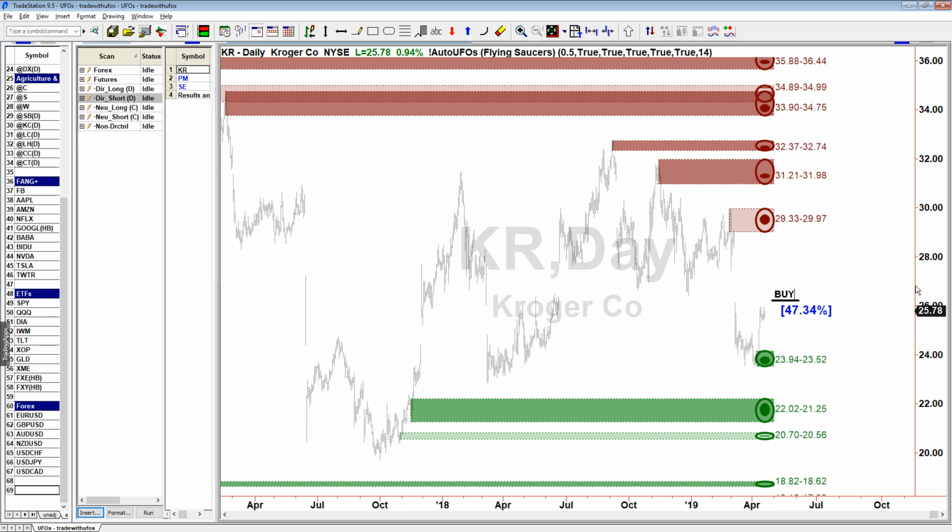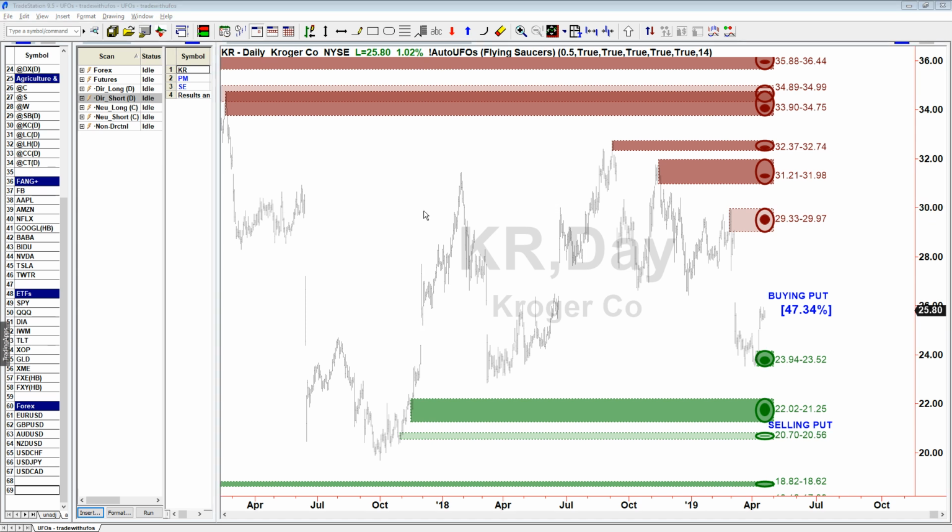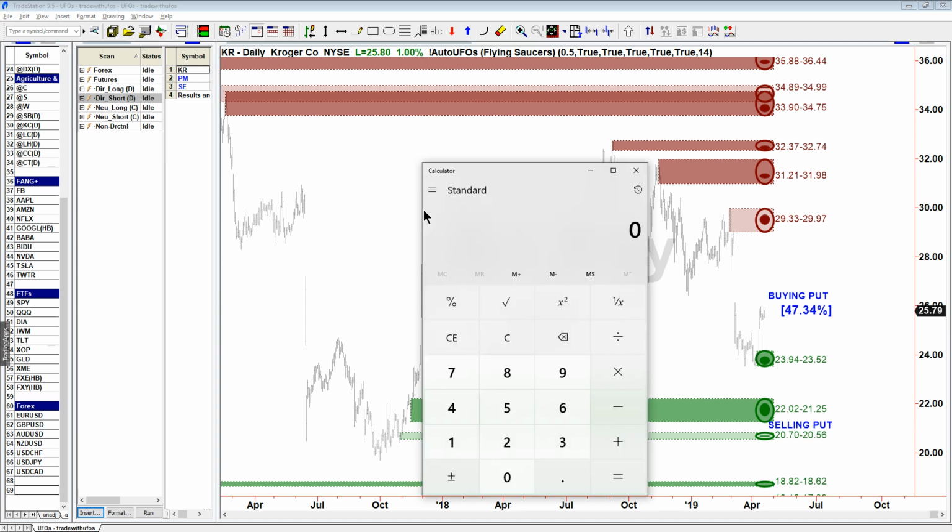You would be buying a put, and then you would be selling a put below your target. That's how you would do the spread. And the put you would buy, you would just calculate where's the midpoint between 25.80 and 22.02. The midpoint is 24, so you would be buying the 24 put.